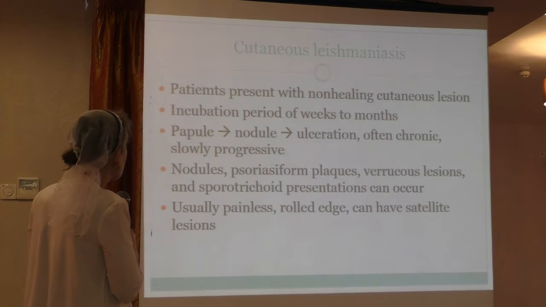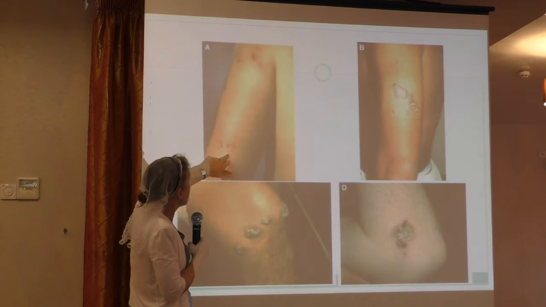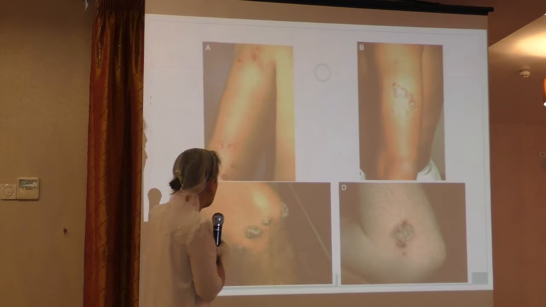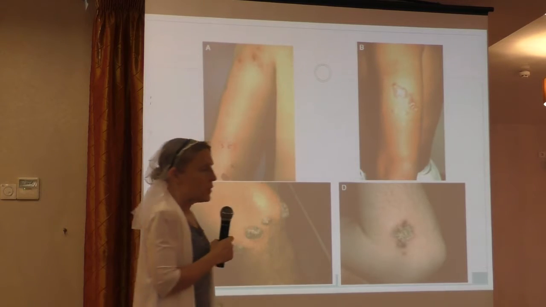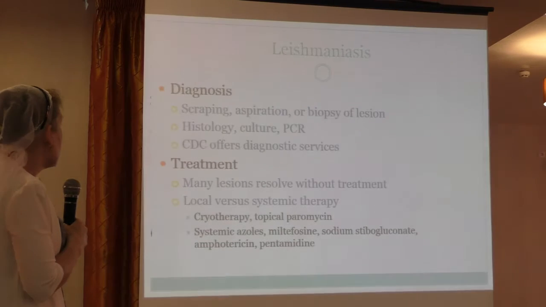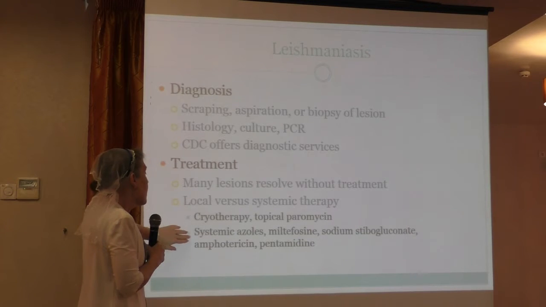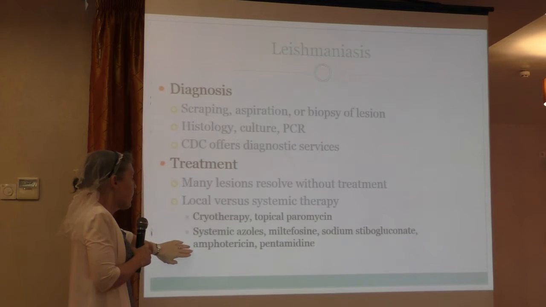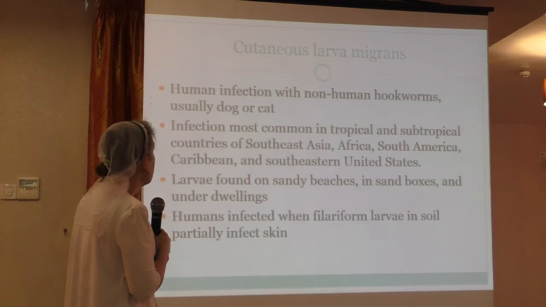I think we've got a picture of those. So there we go. See them? Right here, rolled edge. There's some over there. So remember it said you go from a papule to an ulceration. So here are different stages of leishmaniasis. Diagnosis, treatment. You can do topical treatment. You can do cryotherapy. Or you can go for the big guns if they've got lots of lesions and it's inside, amphotericin.